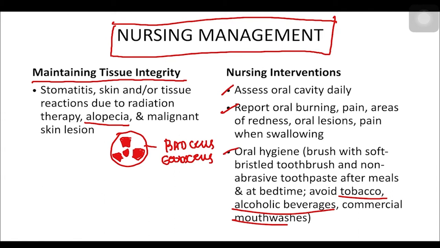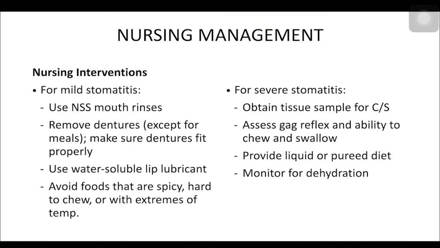Okay? Next one. Here we have stomatitis or singaw. What are the nursing interventions? Use NSS for mouth rinses. If the patient has dentures, after meals, ask them to remove them. Because if your patient sleeps with the dentures, sometimes the dentures would fall off or misfit while sleeping. Then the patient would either bite or accidentally injure himself or herself with the dentures. That's why make sure to remove the dentures and clean them after. And then make sure that they fit to avoid slips and accidental punctures in the patient's mouth. Use water-soluble lip lubricants. Avoid foods that are spicy, hard to chew, and of extreme temperature. That's preserving your oral cavity. That's for your mild stomatitis.